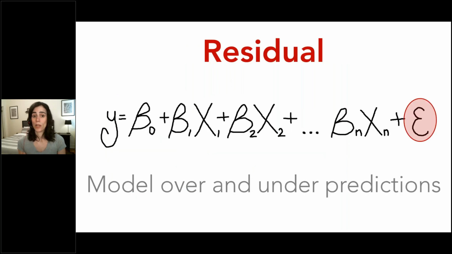And then the last thing in this equation that's actually really important is the residual. So these are the model over and under predictions. Essentially, this is the error term.